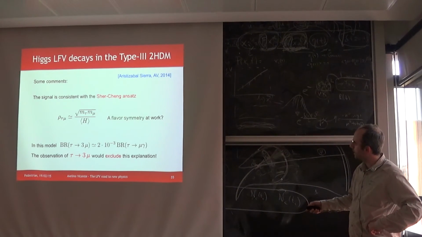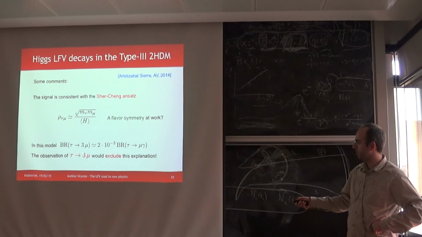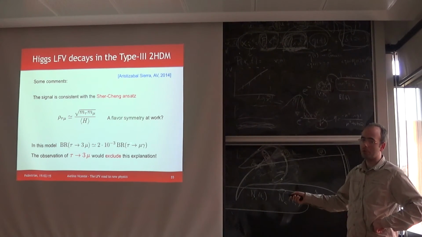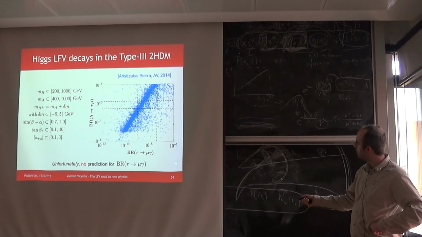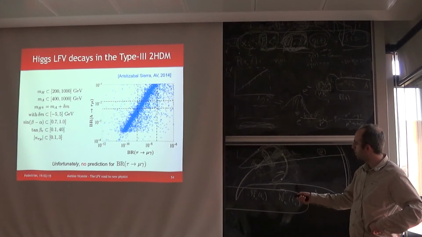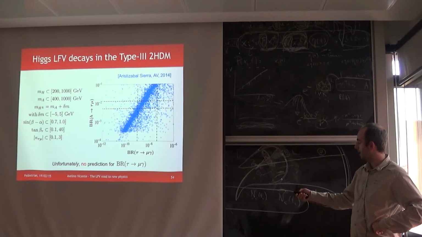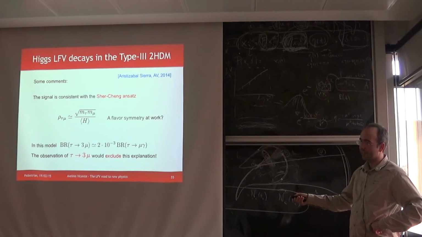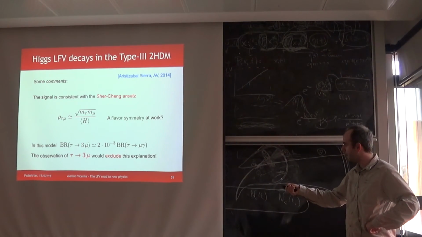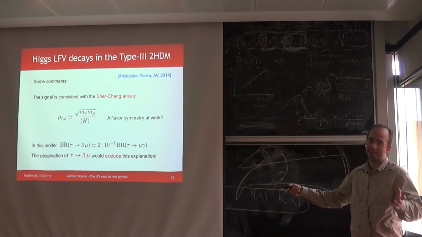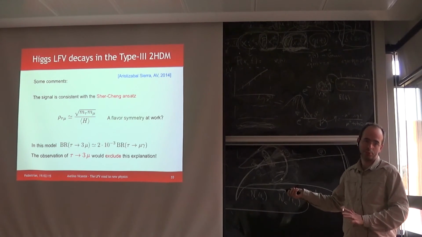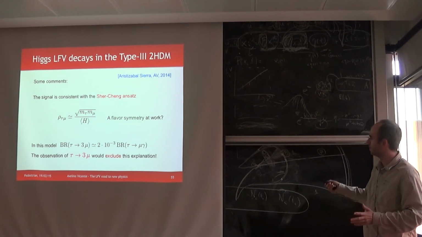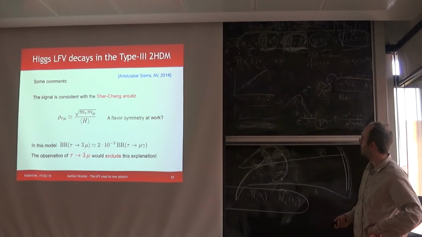Another comment that I wanted to make is that in this model, you expect the decay of tau to 3 muons to be much smaller than the one for tau to mu gamma. Since tau to mu gamma cannot be larger than 10 to the minus 8, and given that the experiments looking for this are not so sensitive, if they ever found this process at the level of, let's say, 10 to the minus 9, this model would be excluded. So there is a way to see whether this explanation is true or not. Of course, to prove it true, you cannot know.